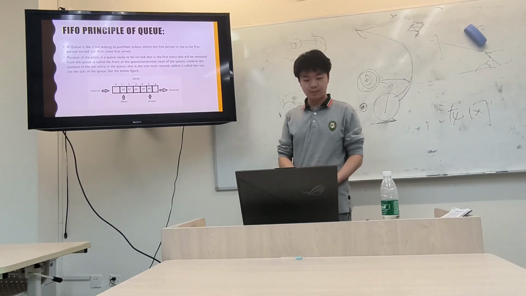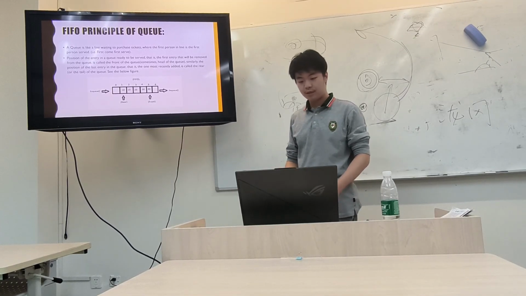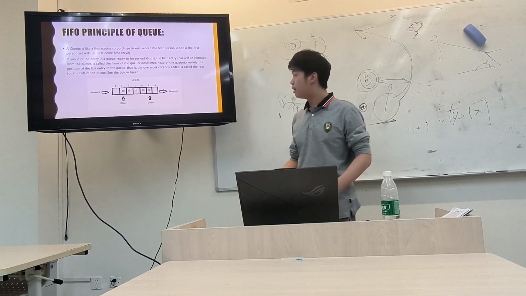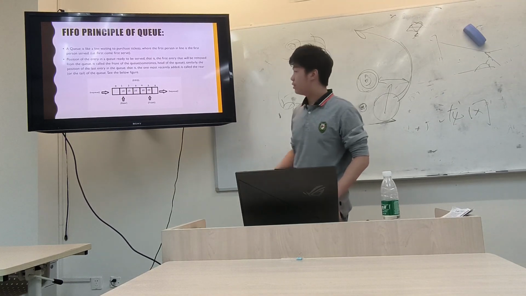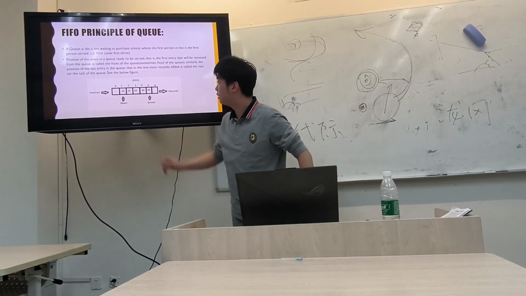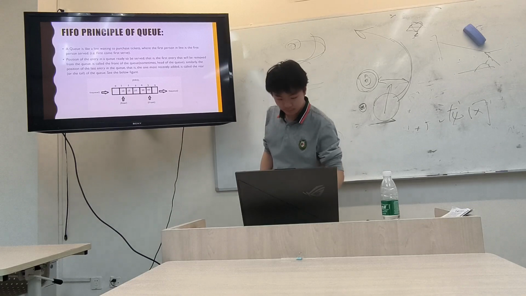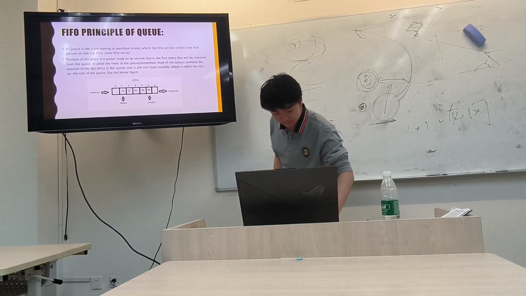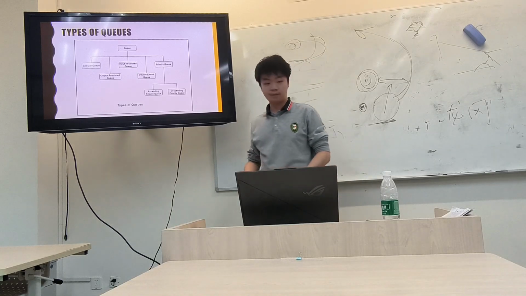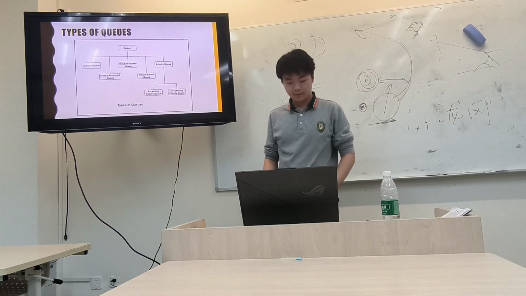Similarly, the position of the last entry in the queue, that is the one most recently added, is called the rear or the tail of the queue. You can see this picture. This is the front and this is the rear. Now I will talk about several types of queues.